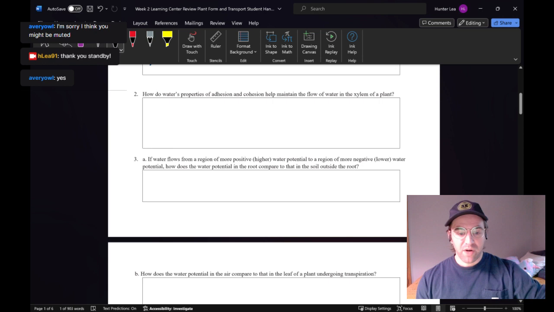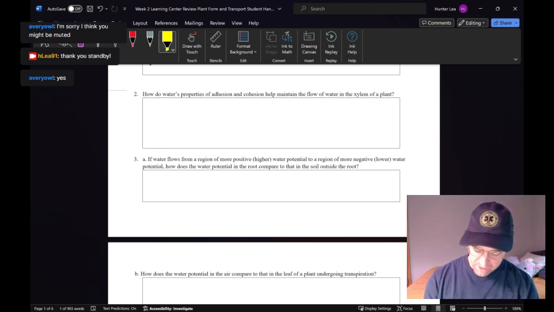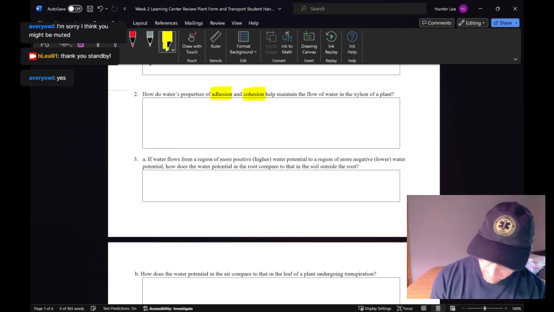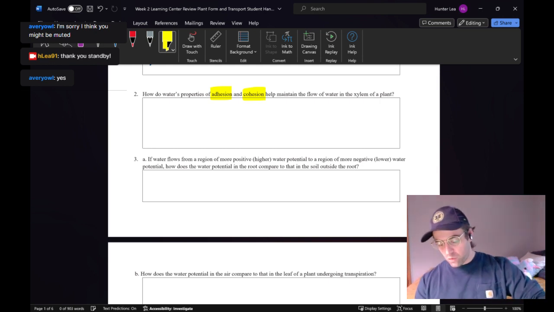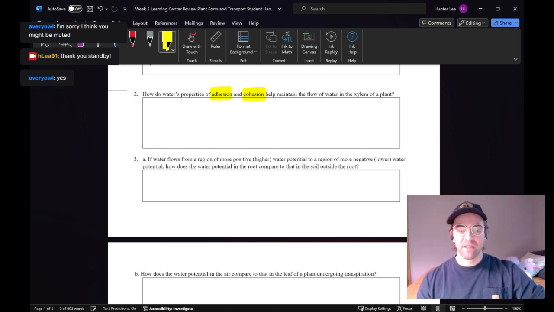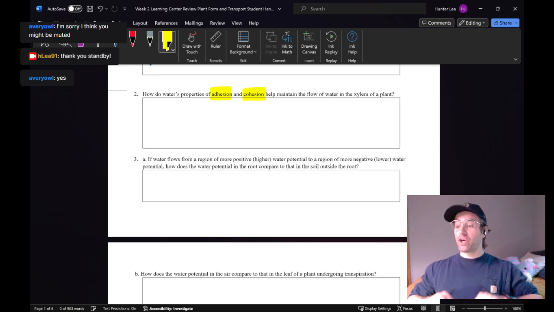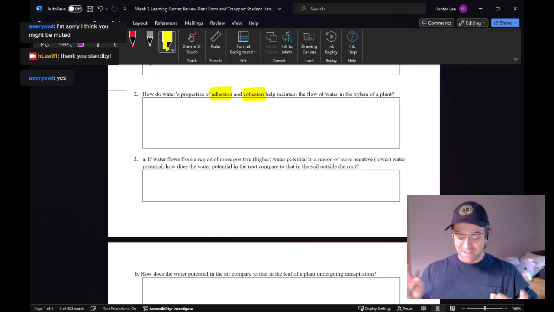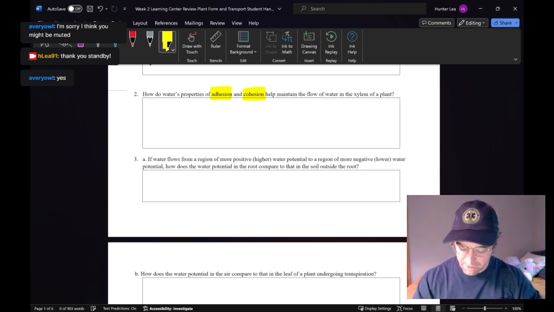All right, so how do water's properties of adhesion and cohesion help maintain the flow of water in the xylem of a plant? So cohesion sticks to itself, opposite. Adhesion sticks to other things, cohesion sticks to itself.